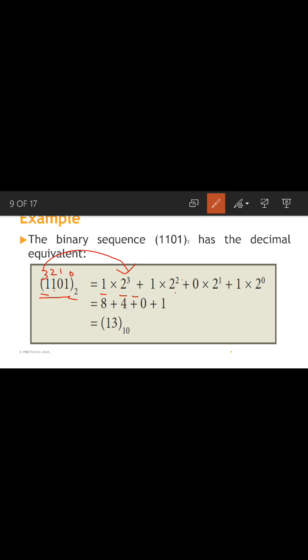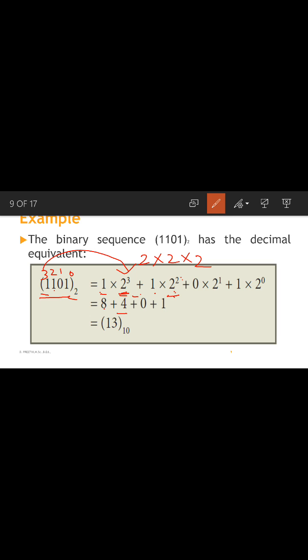So first we have to calculate this 2 power 3. So 2 power 3 is 2 into 2 into 2. So 2 into 2 is 4, 4 into 2 is 8. So 8 into 1 is 8, plus 1 into 2 square. 2 power 2 is 4. So 4 into 1 is 4.